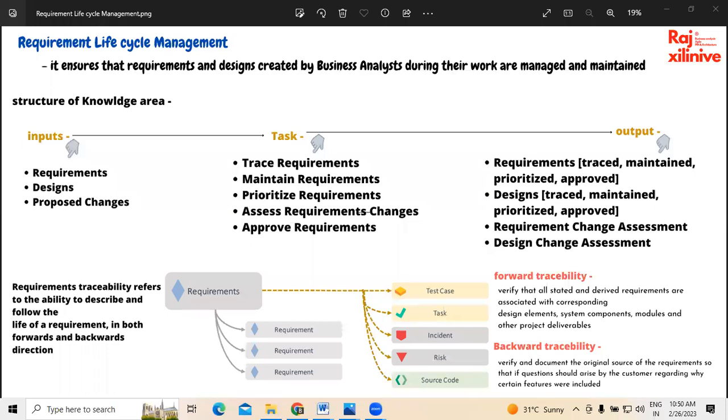Transitional requirements means connecting from as-is to to-be. It is very simple for you. How you are transforming from there to here is what we call transitional requirements.